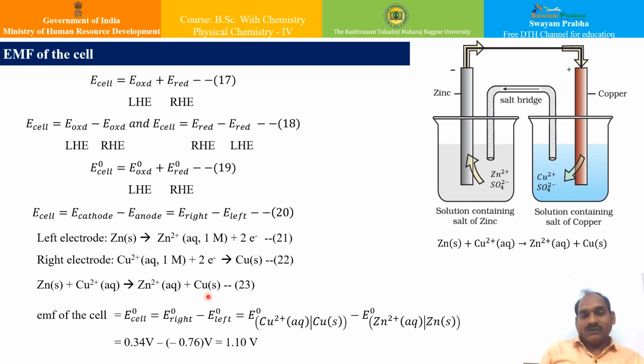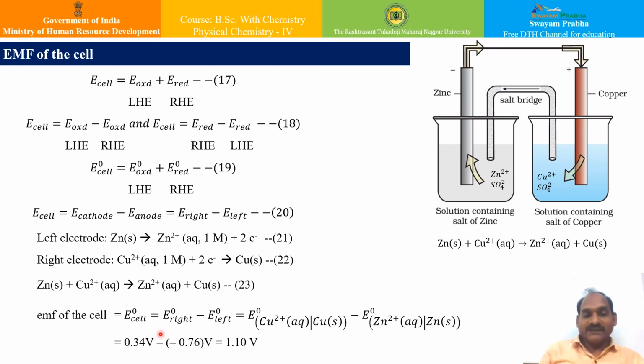So, all in all, to summarize, the overall EMF of the cell is the EMF of the right hand side electrode minus the EMF of the left hand side electrode. By convention, in such a Daniell cell of zinc and copper, the cathode will be copper and the anode will be zinc. The standard reduction potential is 0.34 volt for the copper side or right hand side, and the zinc reduction potential is minus 0.76 volt.